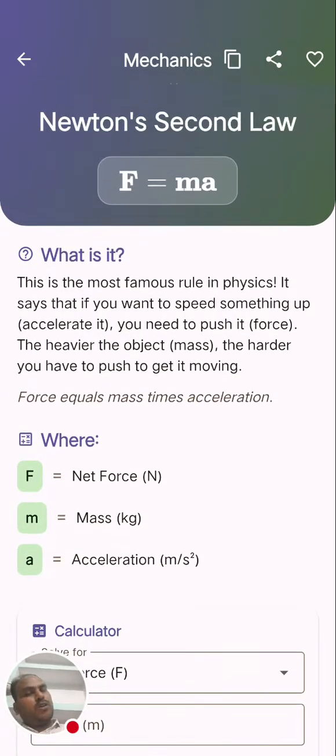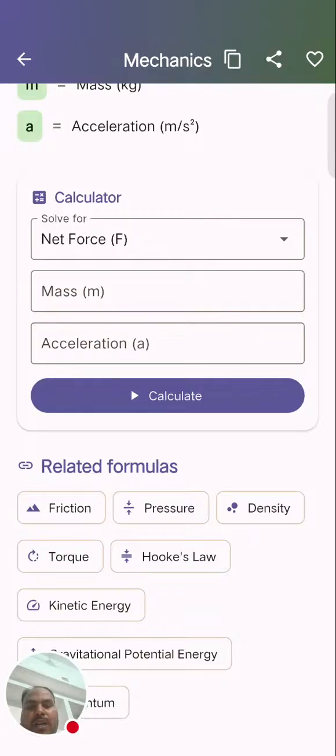What is the SI unit of force in Newton's second law, F equal to M into A? Newton meter per second square.